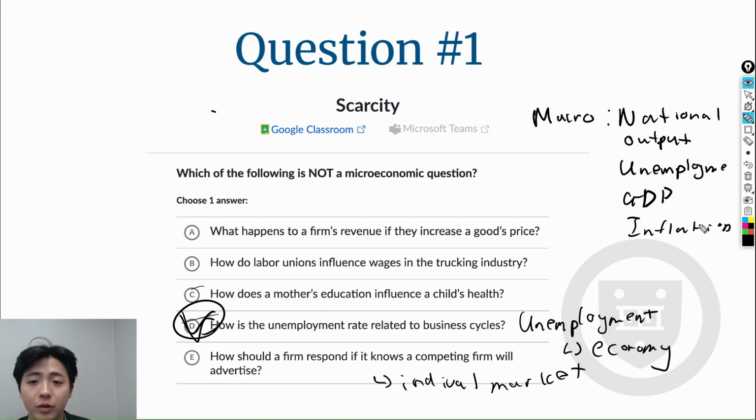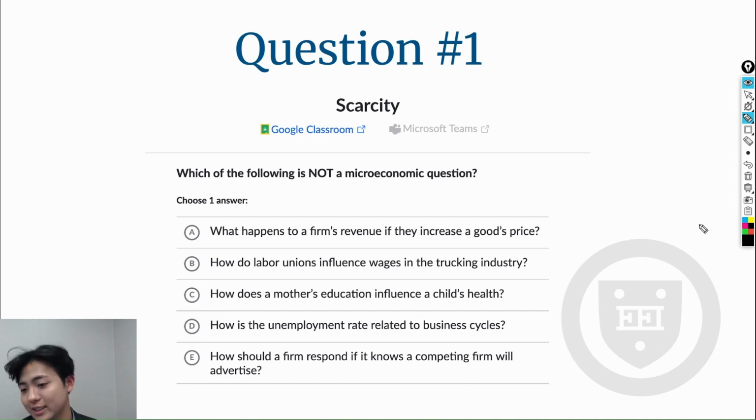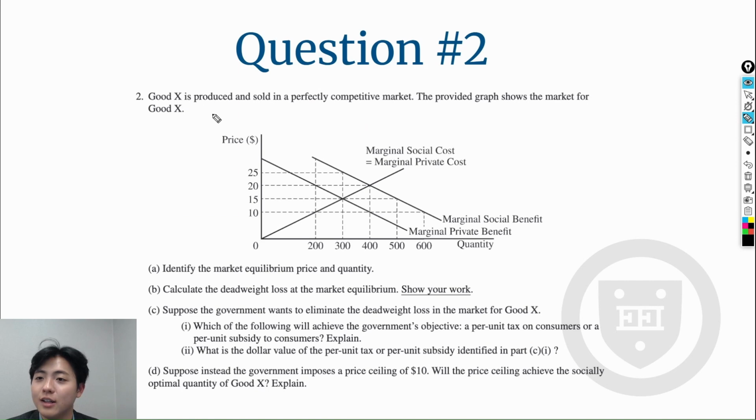On the other hand, micro is more like firms, consumers, markets. Examples would be pricing decisions based on competition, a firm's behavior, consumer choices, etc. So that was a very, very easy, but a very fundamental question that we tackled. Great. Let's move on to the second question.